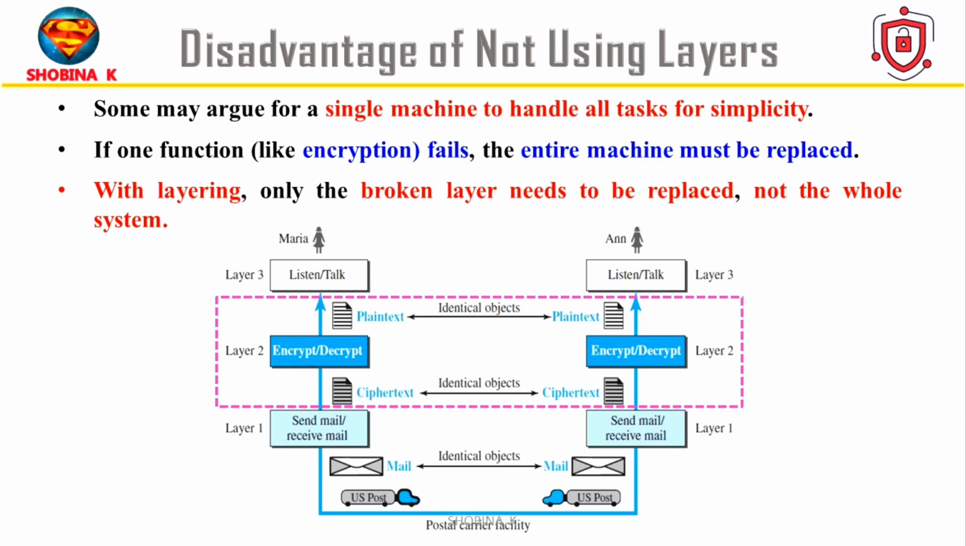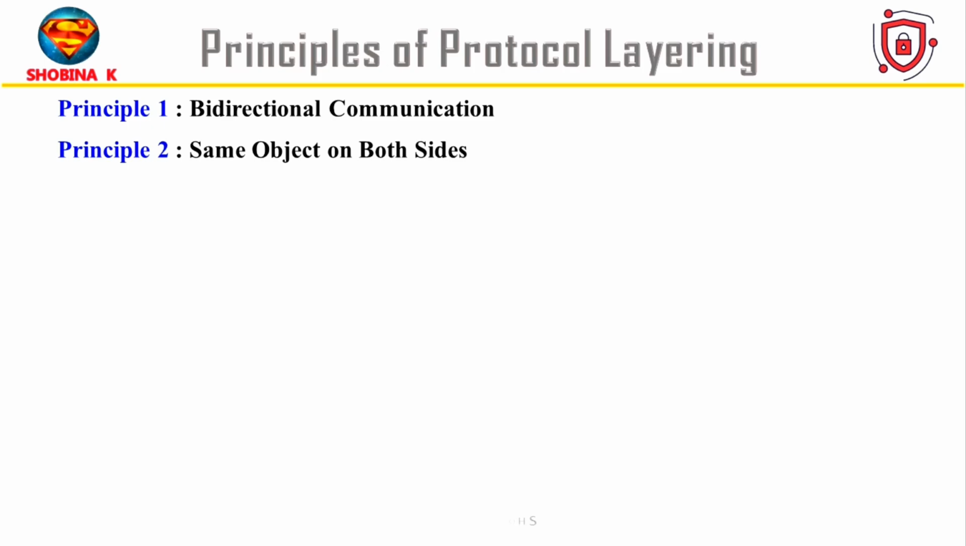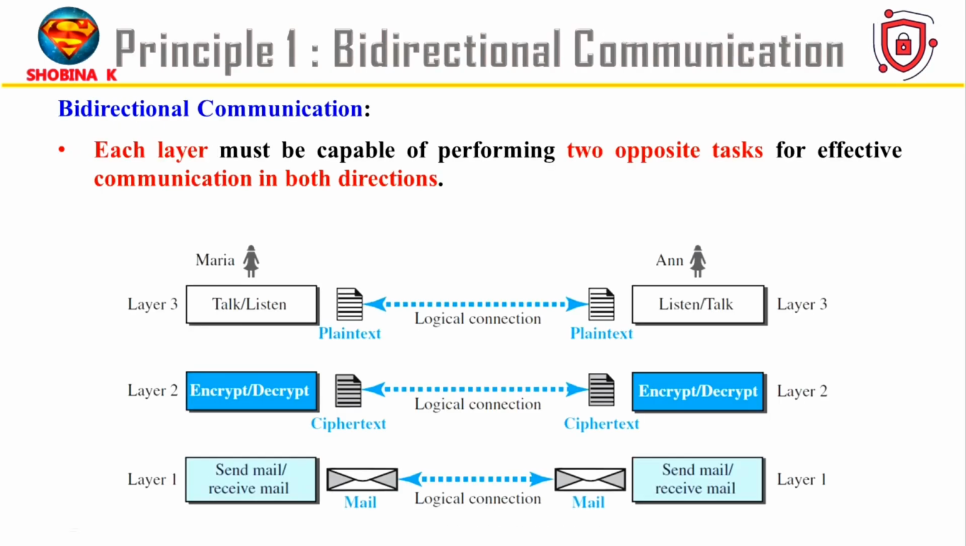Now let's discuss two principles of protocol layering. The first principle of protocol layering says if we need bidirectional communication, then each layer must be able to do both tasks, one for sending and one for receiving. That is, every layer must be able to do two opposite tasks. Therefore, the layer handles both directions of communication.